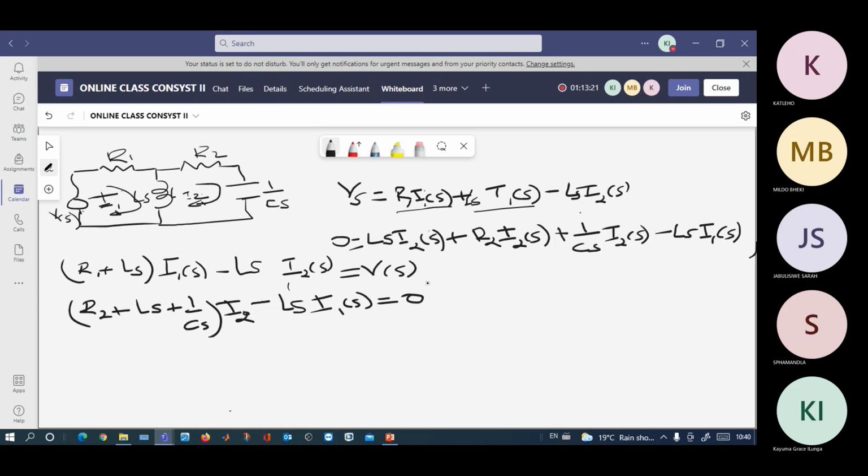Okay. From here, you can apply any other methods to find I1, I2, but we prefer here to use Cramer because Cramer is quite easy for us to solve when we have something like this. Many times you can just make it in a simple way. So the Cramer method, we know that the first thing to find is gonna be delta. Let's try to solve by finding delta.